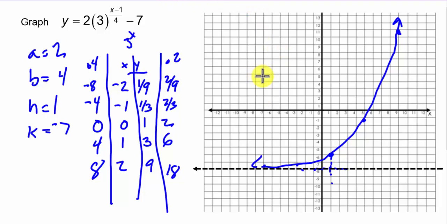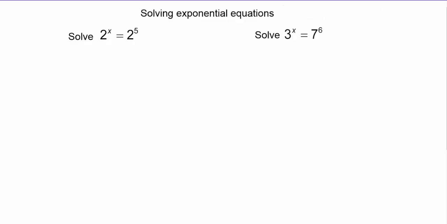Let's go with, it looks like it's supposed to be 5 and -1. Hopefully I counted right. Let's check this point. So if I go -1 equals 2 times 3 raised to the 5 minus 1 over 4 minus 7. So here we go. This is 3 raised to the first power times 2 is 6 minus 7, which is -1, and it checks.